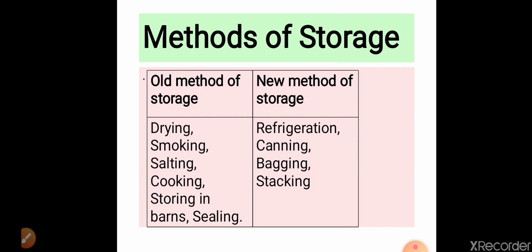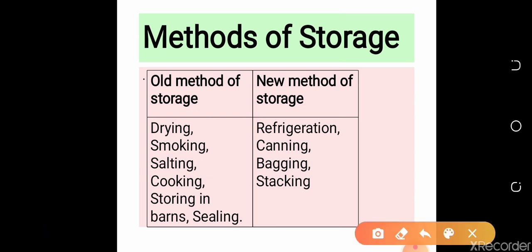Now, the old method of storage refers to ways people stored their food in the olden days. Some of the ways are drying, smoking, salting, cooking, storing in barns, and sealing. This old method of storage still exists till now. People still use it and it works very well. Because it is an old method doesn't mean they are not using it.